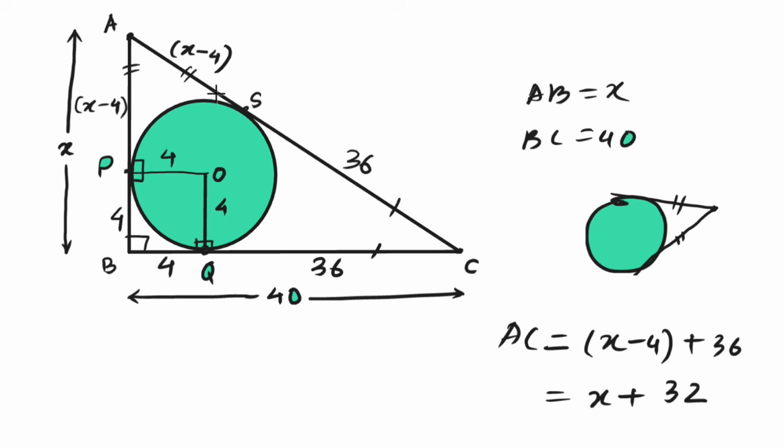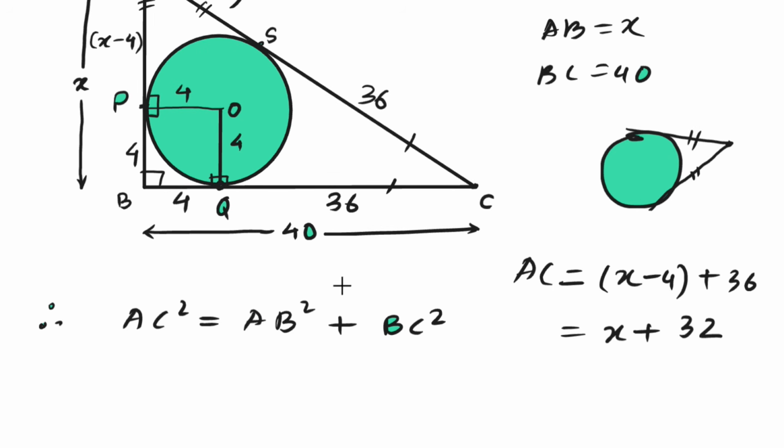Now we are ready to apply the Pythagorean theorem. This theorem tells us that in a right triangle, the square of the hypotenuse equals the sum of the squares of the other two sides. Therefore, AC squared equals AB squared plus BC squared. Now substitute the values we have. The quantity x plus 32 whole squared equals x squared plus 40 squared.